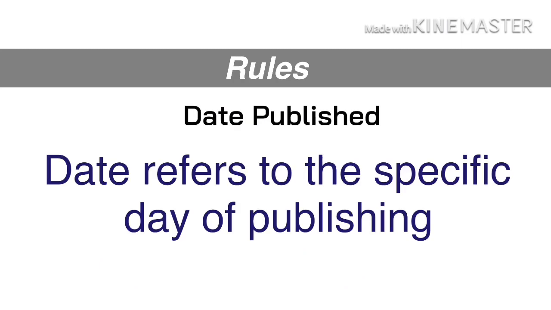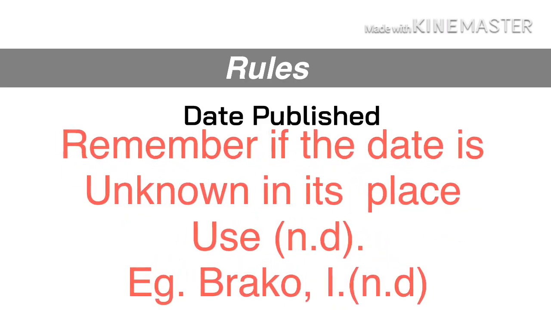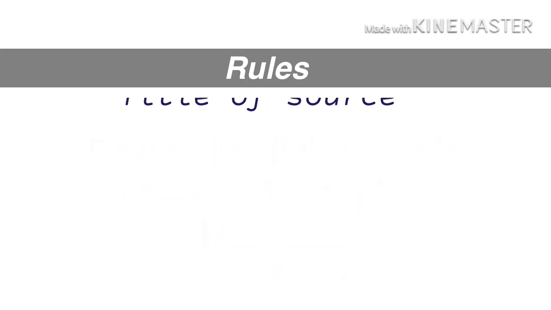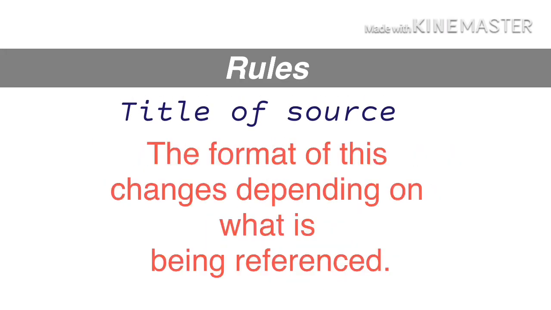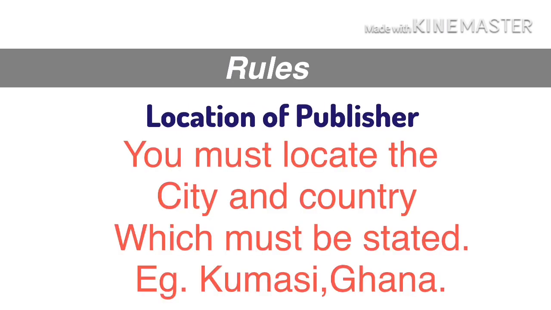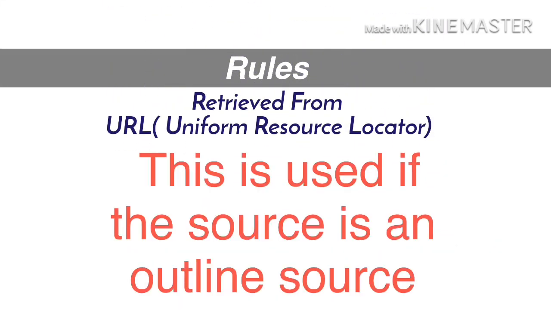Date published. Date refers to the specific day of publishing, so remember to keep note of that. Remember, if the date is unknown, use n.d. Title of source: the format of this changes depending on what is being referred to. Location of publisher: you state the city and country. Retrieve from URL: this is if the source is online.